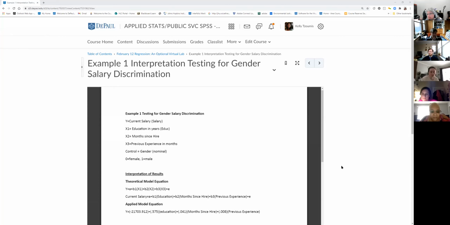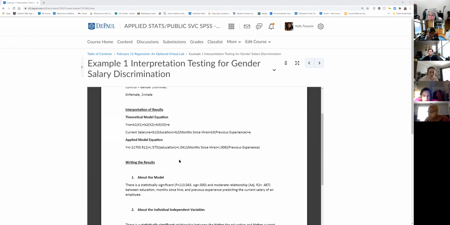Okay, so I'm still in the module. Now this is what we looked at, the raw output. This is now putting it all together in an equation and in writing sentences so that you can see that. This is the same thing we just did, just spelled out for you. The current salary was Y. Here's our 3 X's. Here's our control. Here's what the control was coded.